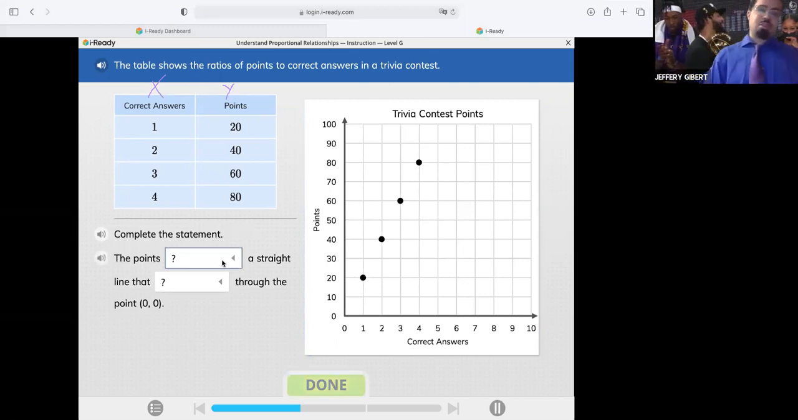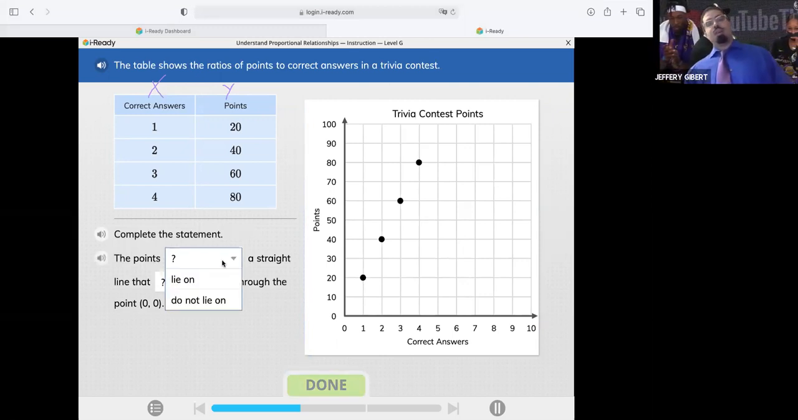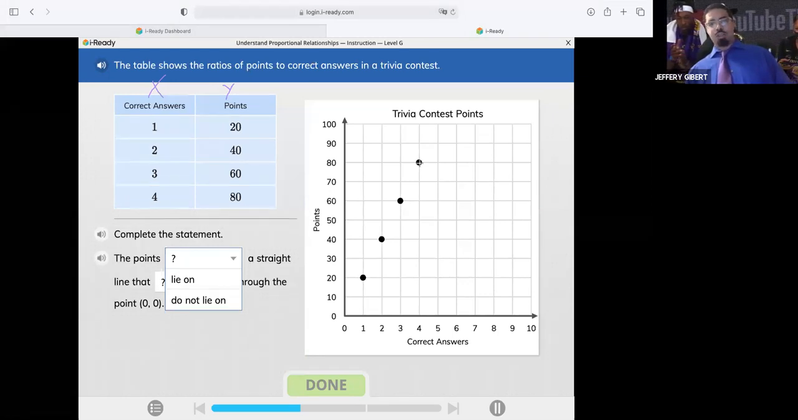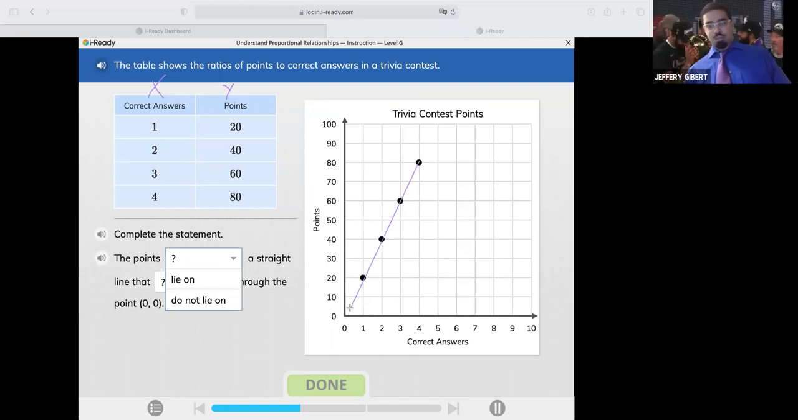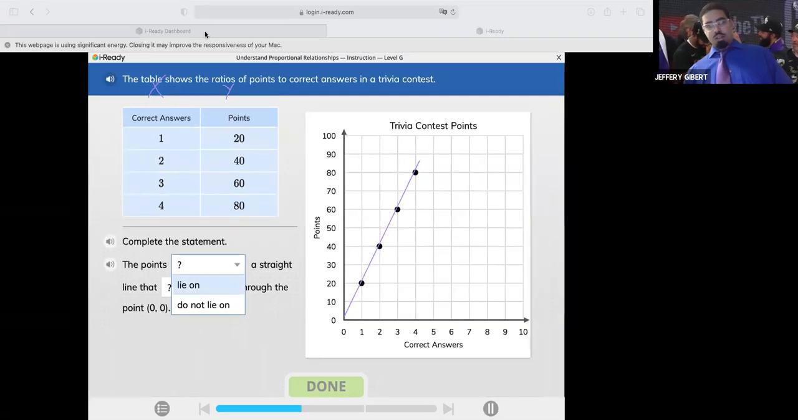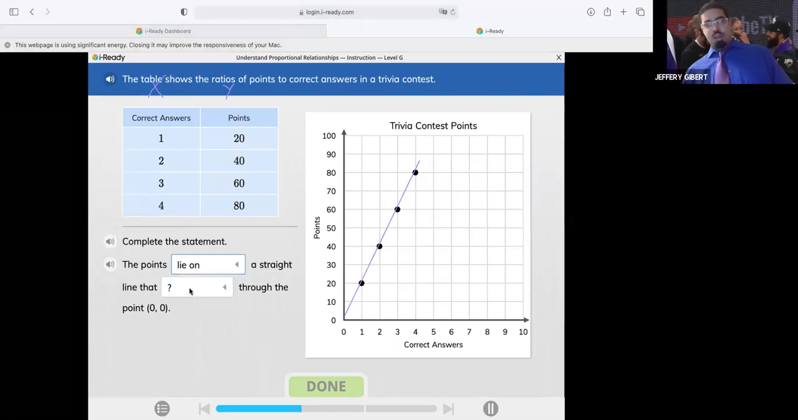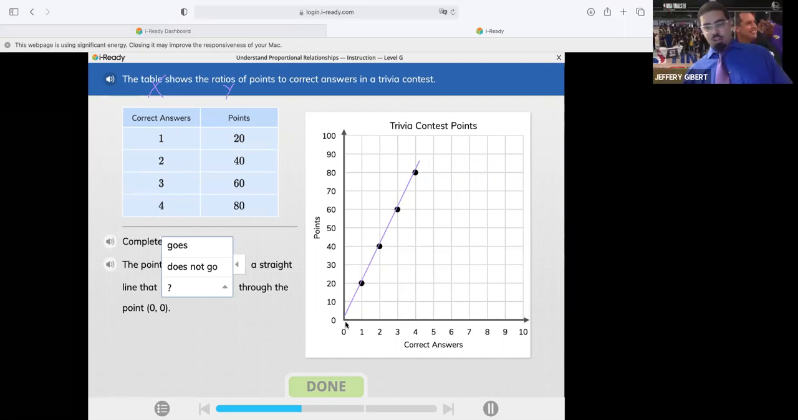All right. And then, what you do to check these, you do a straight line. So I'm going to draw a straight line from the last point to the origin. So then I check to see if all the points are on the line. And yes, they're on the line, so they lie on a straight line that goes through the origin, because this line is going through 0, 0.